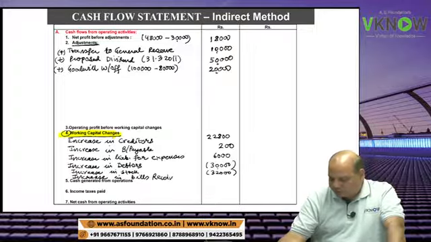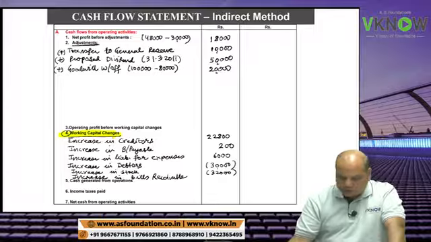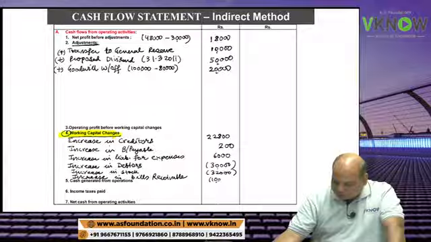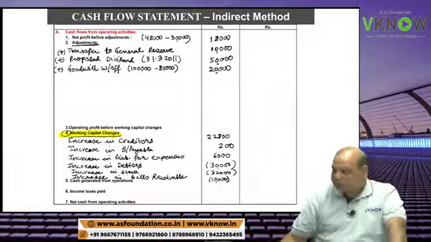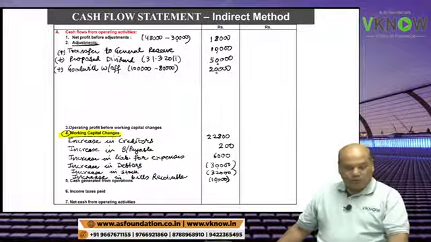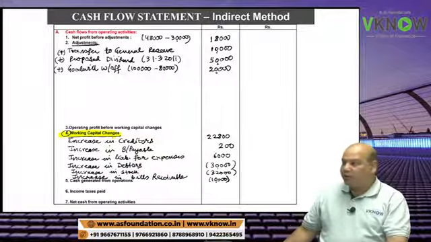Increase in bills receivable. Decrease in cash flow 10,000. 30,000 minus 20,000. So this is bills receivable done. Any query?